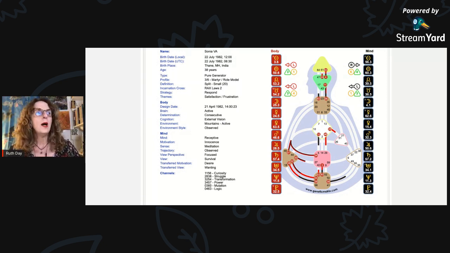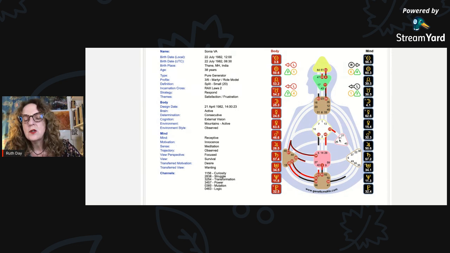There's only one way you can be a generator, and that's if your sacral center is defined. There are lots of ways to define it, and this is why about 72% of the population are generators. You can define it by connecting to the root, like she has. It can also connect to the spleen, the G center, the solar plexus. It can even go all the way up to the throat through this guy.